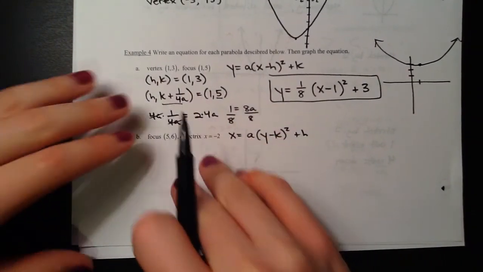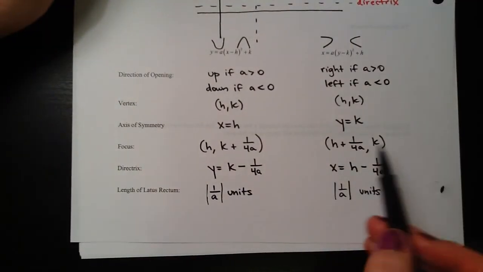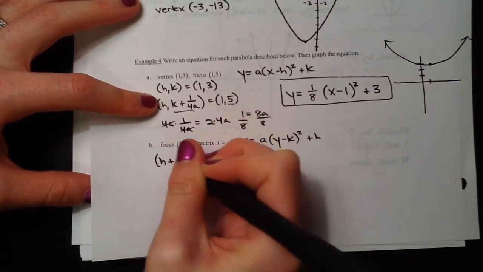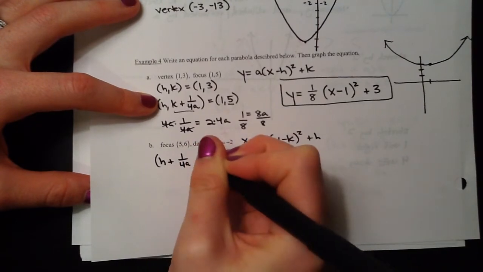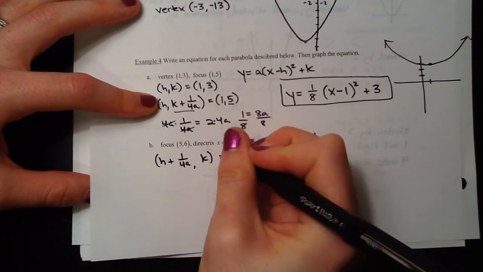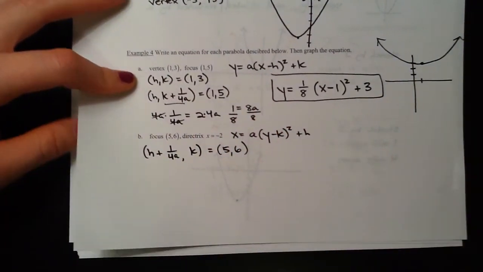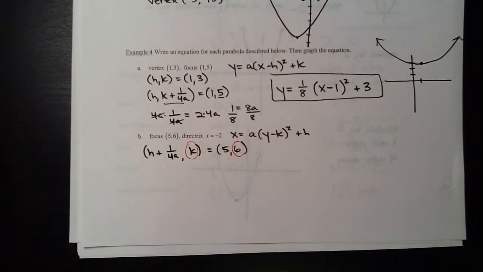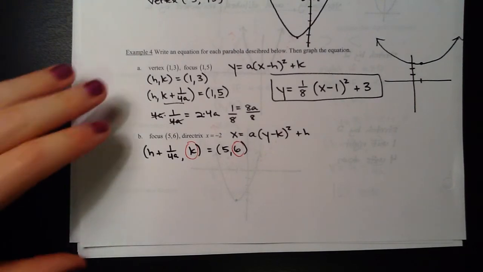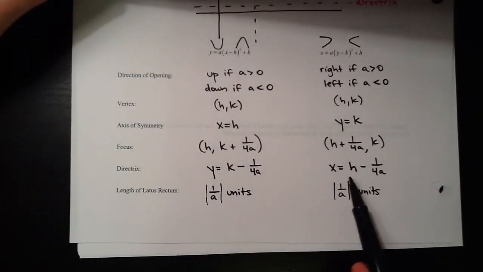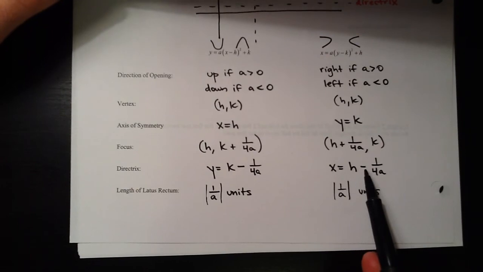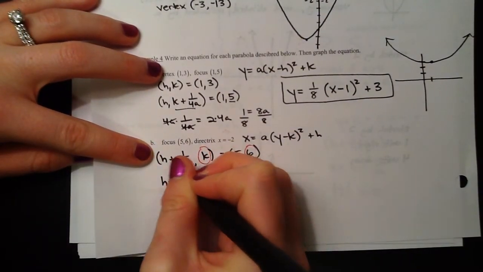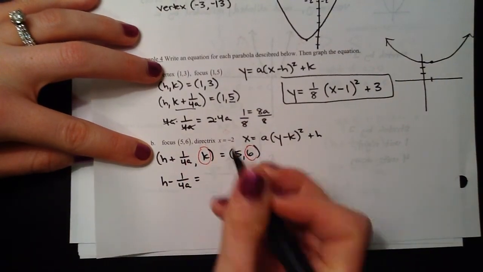So the focus is 5, 6, so let's flip back. Here's our focus formula, h plus 1 over 4a, and then k. We know that's equal to 5, 6. So our k value is basically given right to us. There's no formula that we have to solve for there. So we know what k is. And then the directrix is this formula right here, h minus 1 over 4a. We know that comes out to be -2.